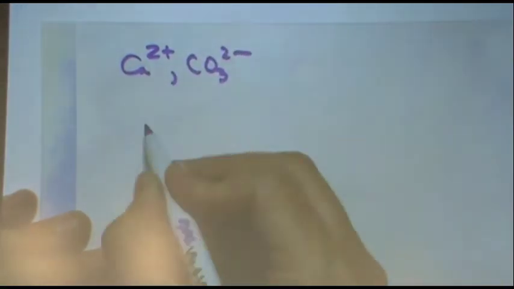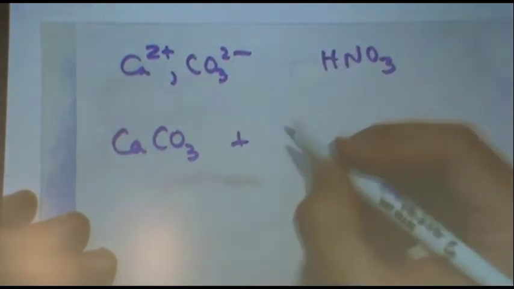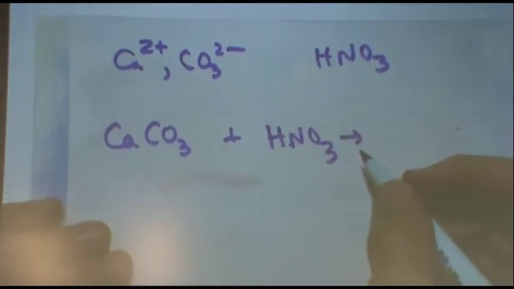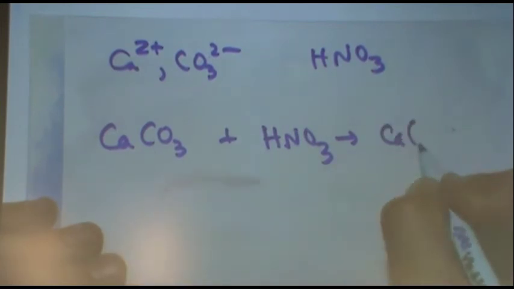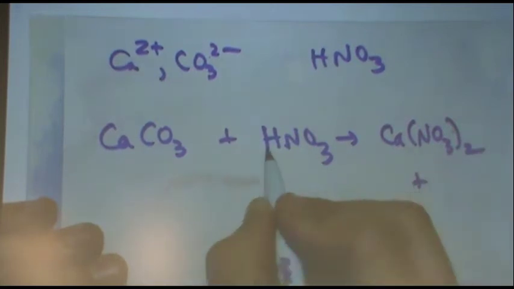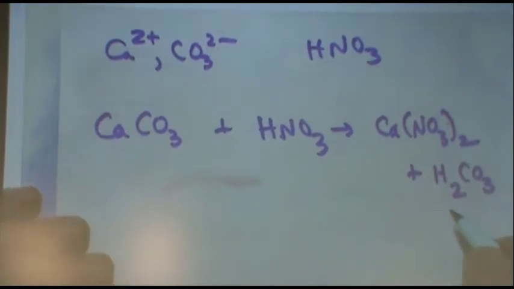Calcium carbonate. So you have to think calcium, that's Ca2 plus, carbonate is CO3 2 minus, so that's this. Plus nitric acid, that's this. Okay, this is what kind of reaction? Double replacement. So calcium will go with nitrate. The nitrate is a 1 minus, so I need 2 of those. And then the H will go with the CO3, but the CO3 is 2 minus, so I need 2 H's.